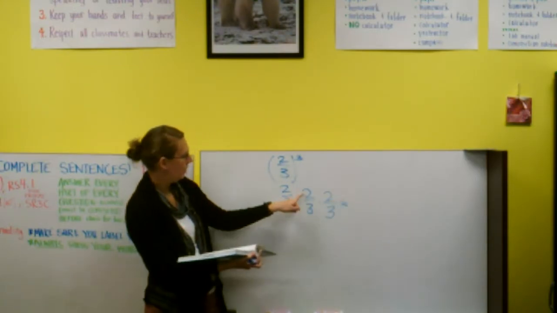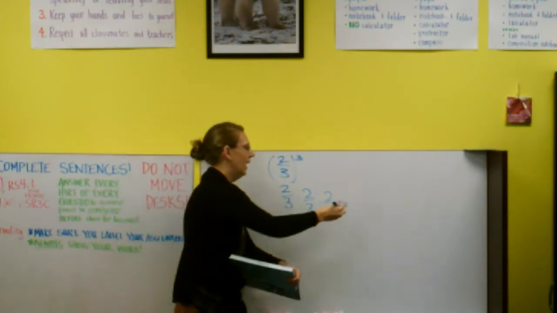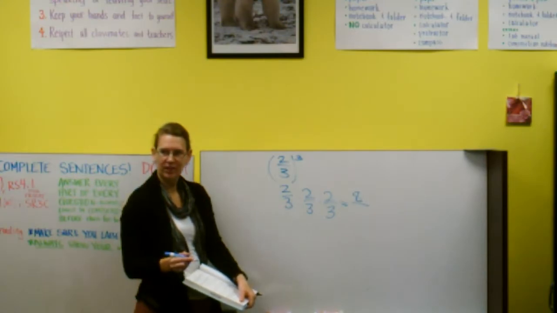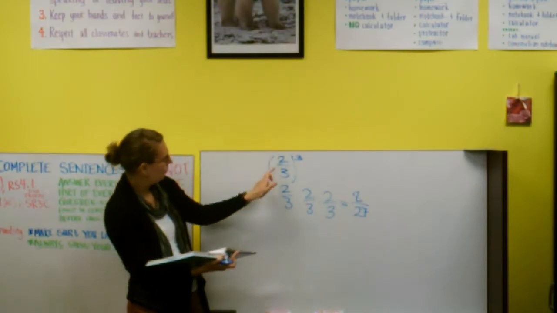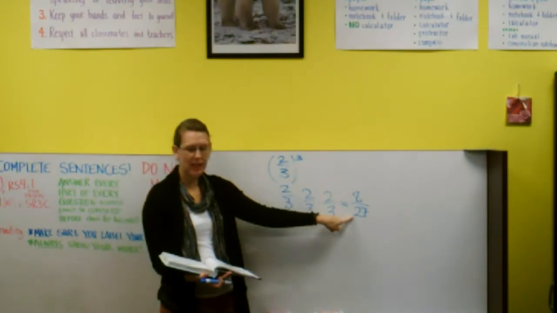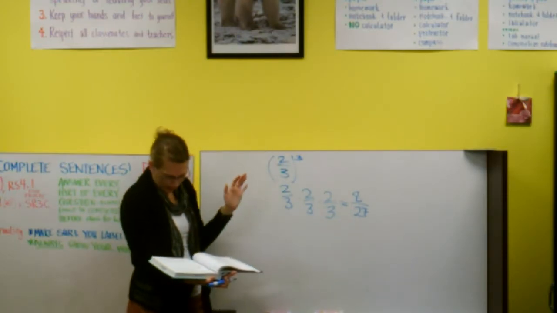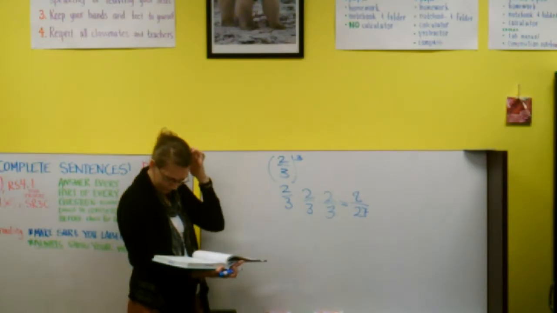And 2 times 2 times 2 is what? 8. And 3 times 3 times 3? Careful. 27. Good. So, 2/3 cubed equals 8 over 27. Okay? Perfect. The next example.